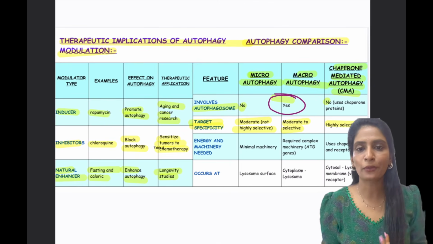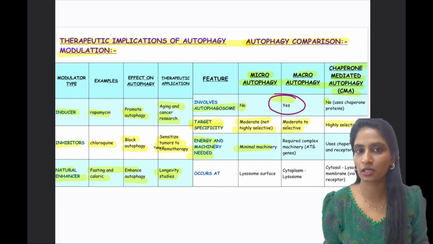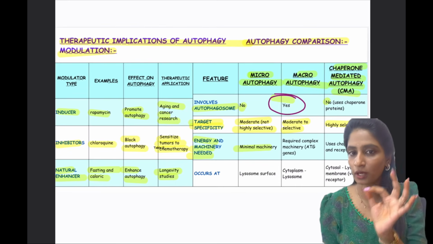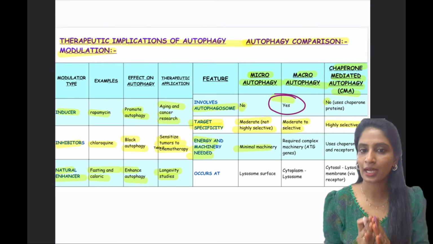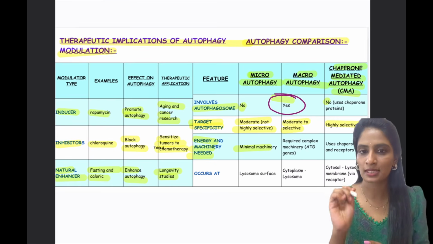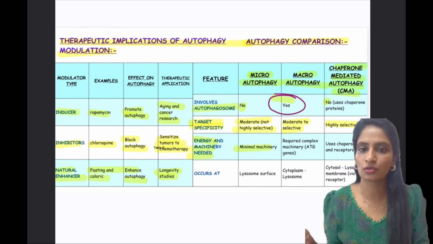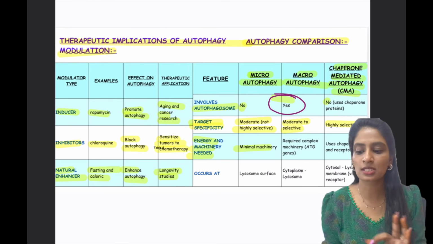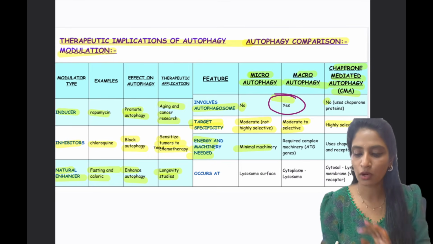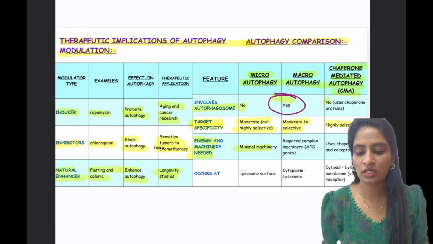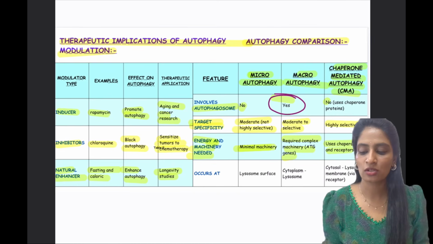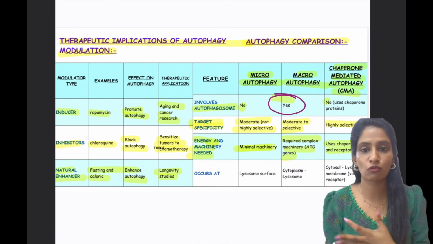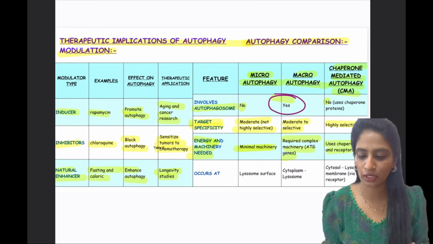And the third one is chaperone mediated. This is highly specific. The particular chaperone should go and bind to a particular protein, then it activates LAMP2A as a passcode, and finally it goes for direct lysosomal destruction. So chaperone mediated autophagy is the highly specific one. For energy and machinery, minimal energy is needed for microautophagy and chaperone mediated, whereas complex machinery is involved in macroautophagy.